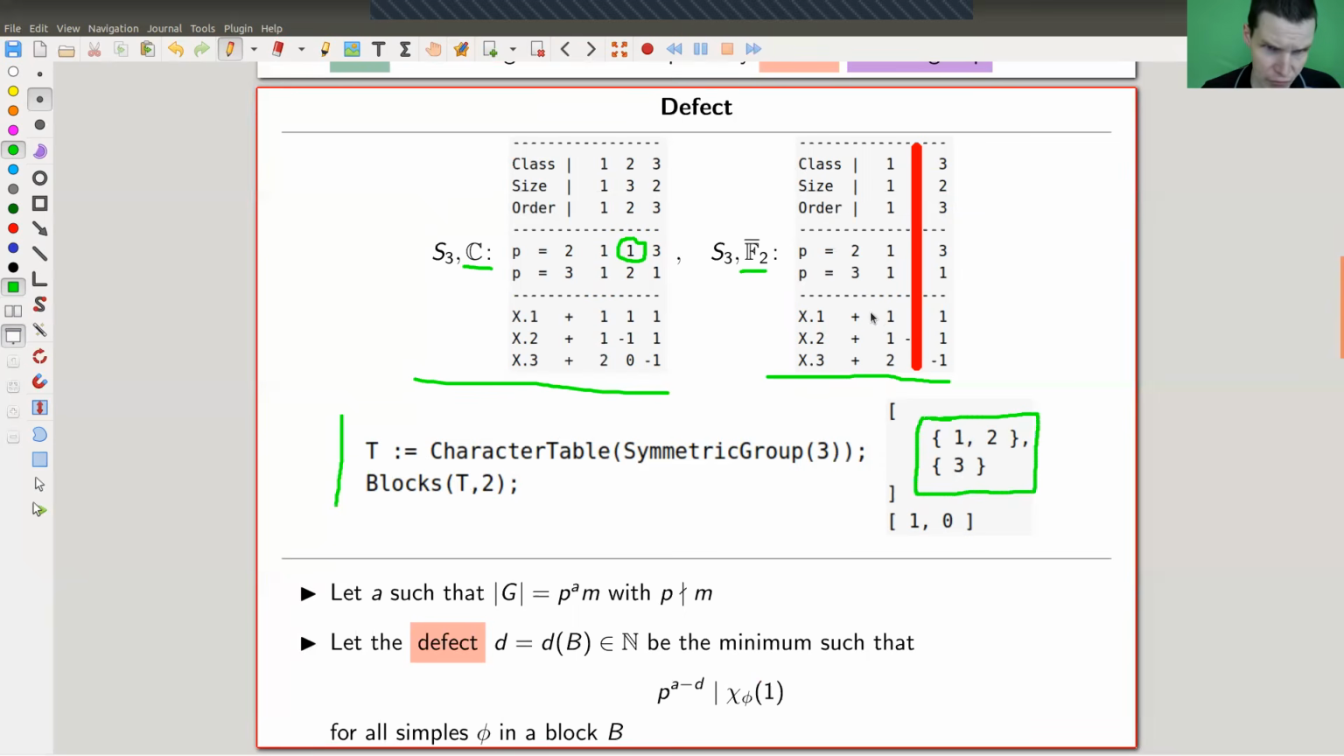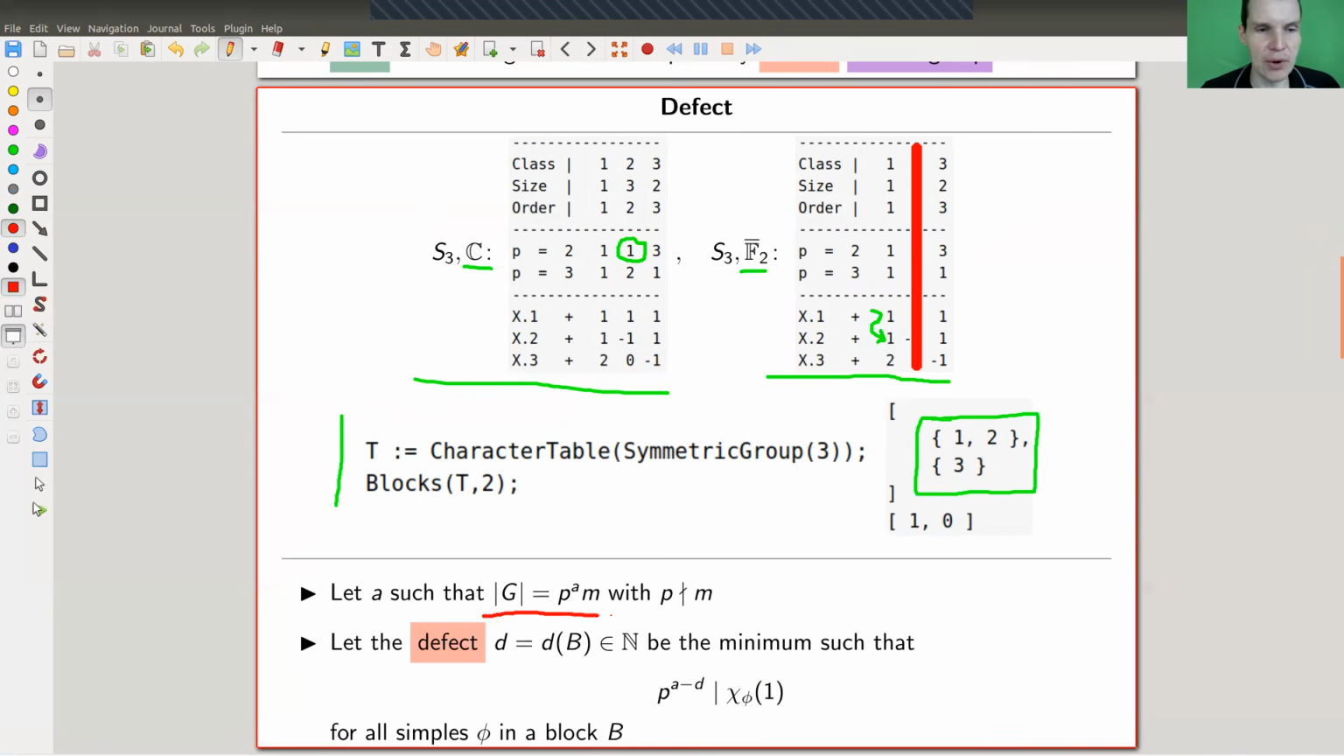So the first two, which are equal as Brauer characters, are nicely arranged in a block, and the third one is its own block, and the defect is 1, 0. So this is of defect 1 and this is of defect 0. And the defect is defined as follows. It's basically the biggest prime power that divides you over the block, if you want. And the formal definition works as follows.